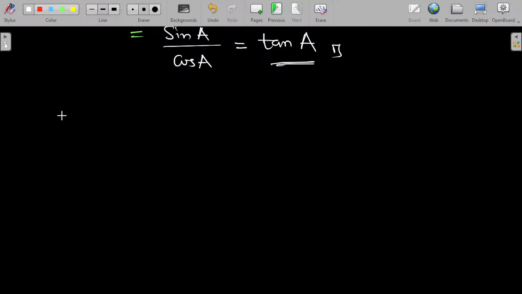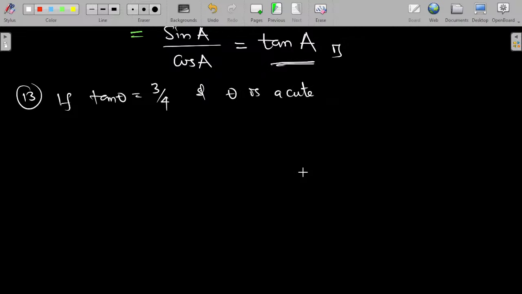Alright, so we go to number 13. And number 13 says that if tan theta is equal to 3 over 4 and theta is acute. You know the meaning of acute angle: an angle that is less than 90 degrees. It says then what is the value of sine theta? So this is a question that looks tricky, but it's very straightforward and simple. All they need you to do is just represent that information on a triangle.